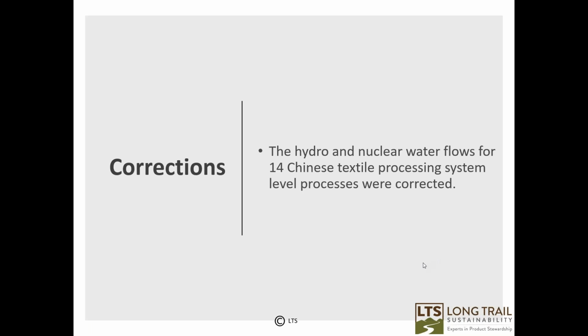There were some corrections in this update as well. So the hydro and nuclear water flows for 14 Chinese textile processing system level processes were corrected, reflecting the change EcoInvent made between version 2.2 and version 3. Now, we made these corrections for all unit level data in DATASMART in last year's update, and thanks to one of our users who brought this correction to our attention for the system level processing data. So these have been corrected in DATASMART.